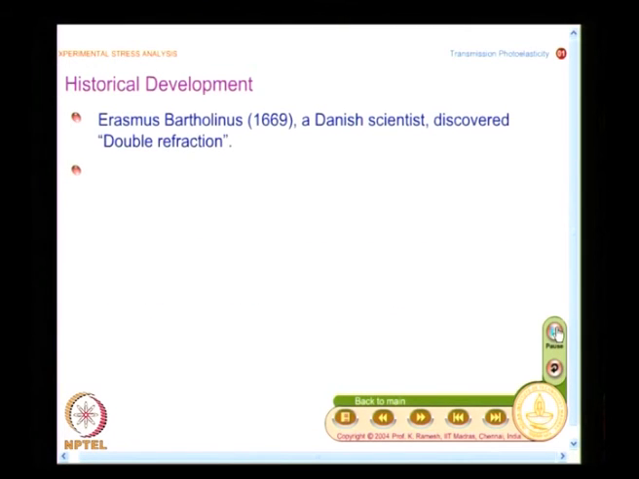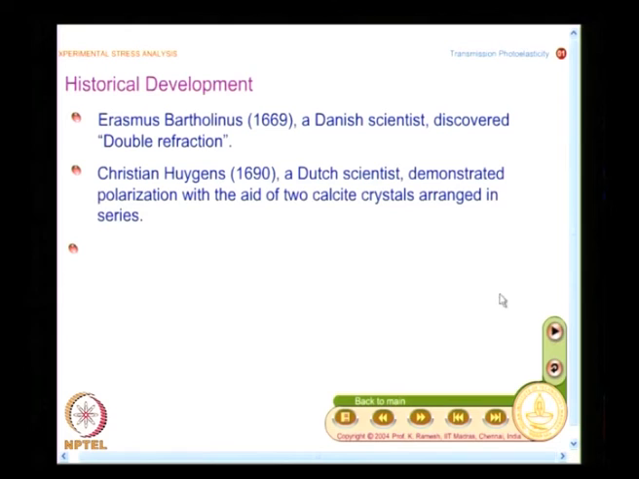You have double refraction, which was found out in 1669. Double refraction is the first concept. Then you have in 1690 Huygens, a Dutch scientist, who demonstrated polarization with the aid of two calcite crystals arranged in series.